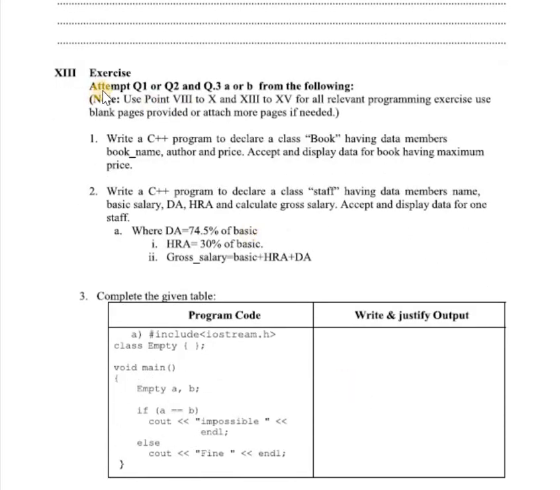Then the exercise. In the exercise, you want to perform three questions. What is the first question? Write a C++ program to declare a class book having data members book name, author and price. Then accept and display the data for the book having maximum price. In this example, you want to declare one class book. That book class having data members name, price, and declare another variable.